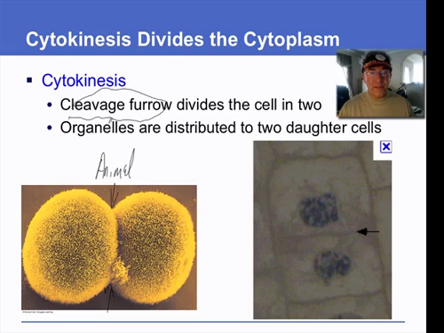Nucleus here. That's a cleavage furrow right in there. It's essentially a line of actin proteins that wrap around the cell and start to constrict, basically like pinching a balloon into two.